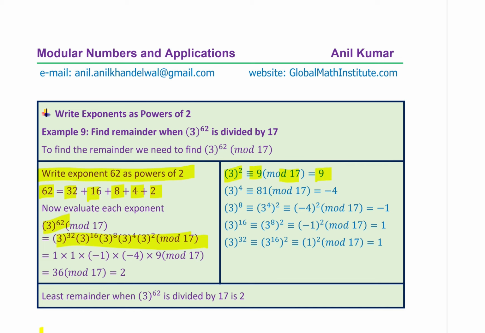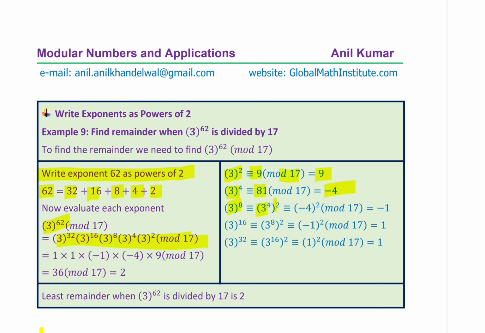Now next is 3 squared squared, which is 3 to the power of 4. It is 81 mod 17. And so when you do this, we get the answer as minus 4. So 81 mod 17 is minus 4. Correct? Now let's do the next one, which is 3 to the power of 8. Now 3 to the power of 8 is 3 to the power of 4 squared. And that is the advantage of going with powers of 2. Do you see that? Each individual term will be the square of the previous one.